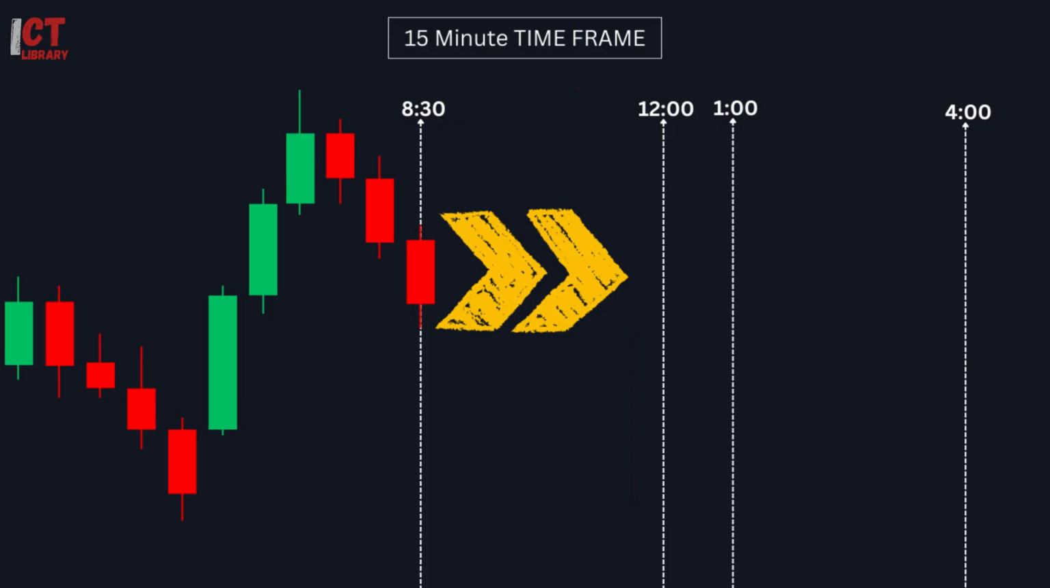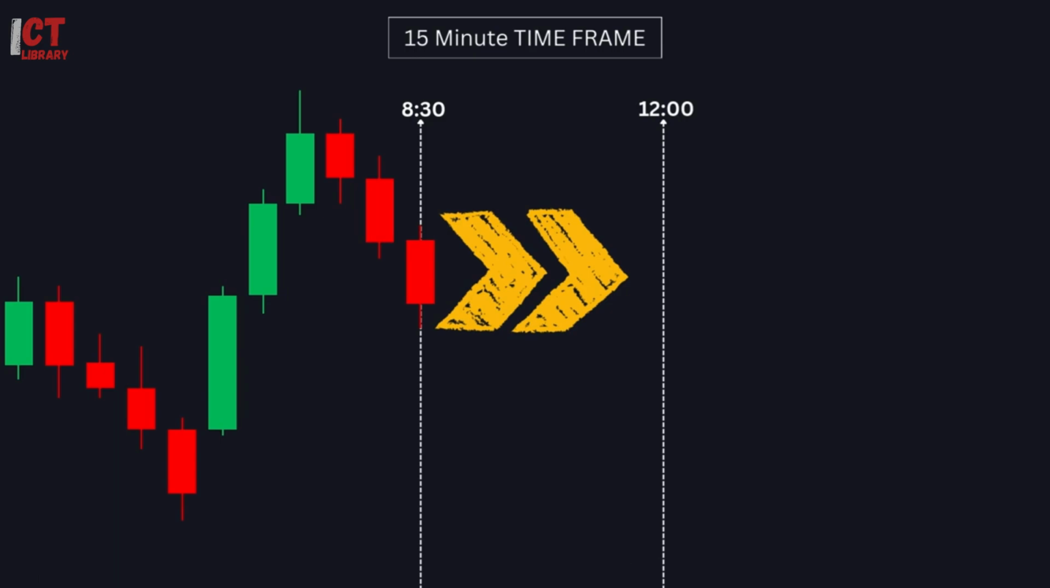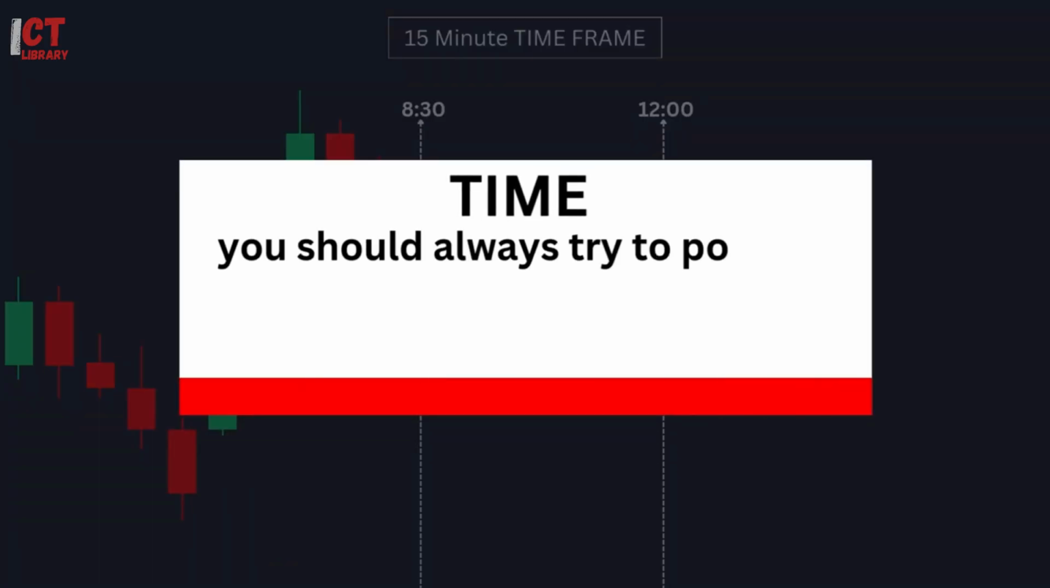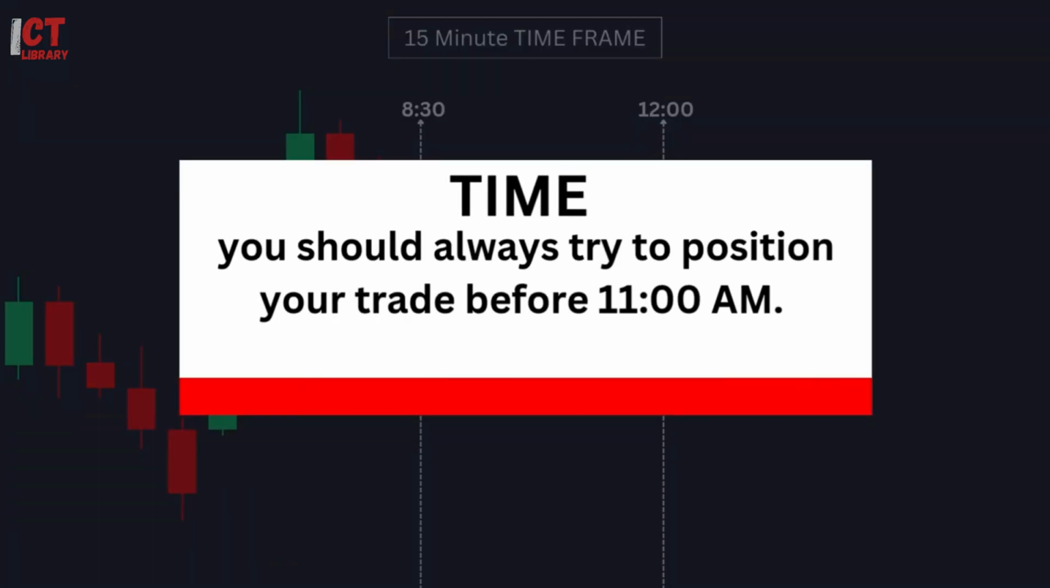Your primary trading window in the morning occurs between 8:30 a.m. and noon. The reason for this is because major news events are typically released starting at 8:30, and these events can continue throughout the morning session until noon. Ideally, the most favorable trading conditions appear closer to 11 o'clock. Because of that, you should always try to position your trade before 11 a.m.